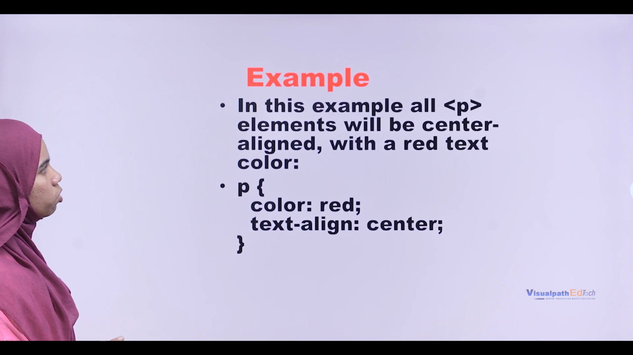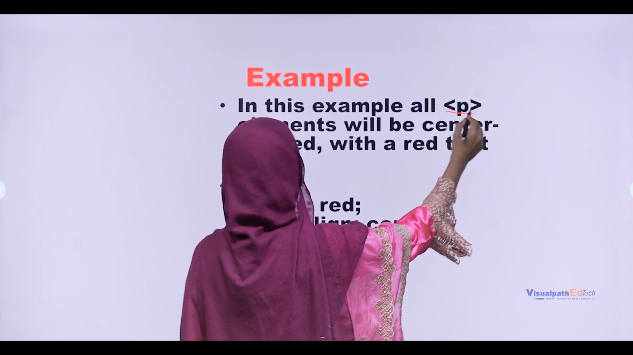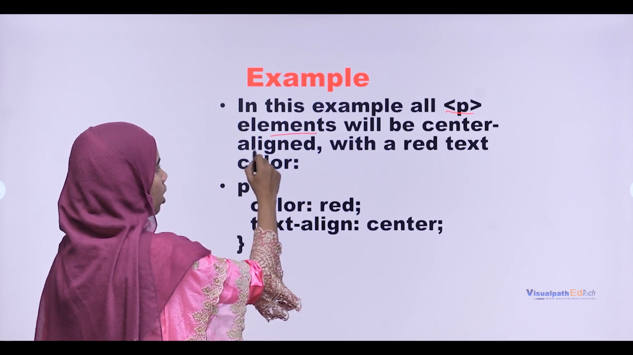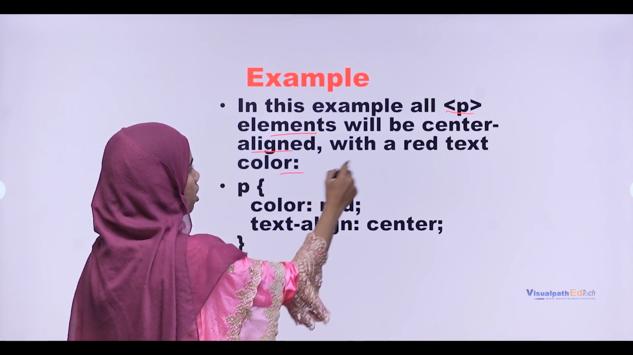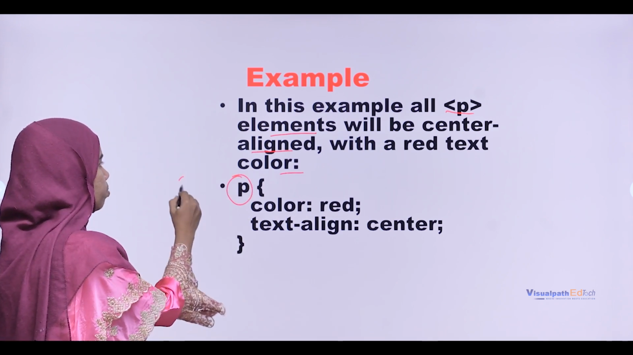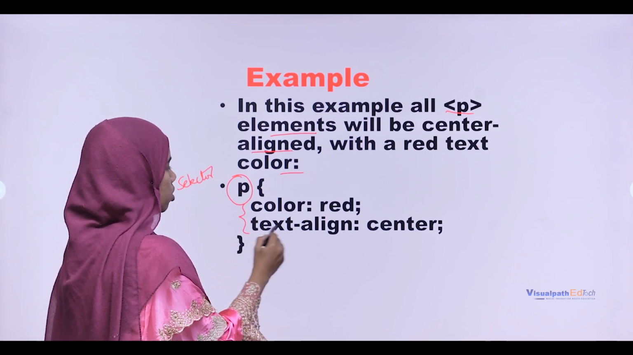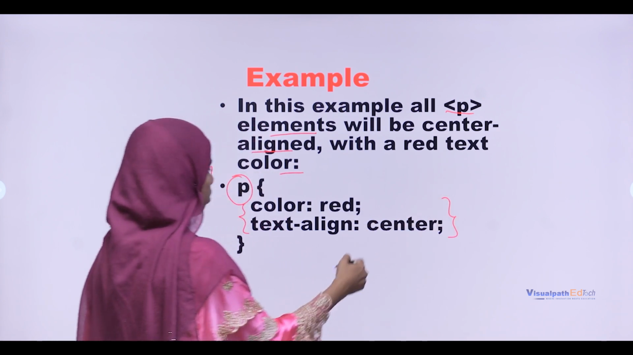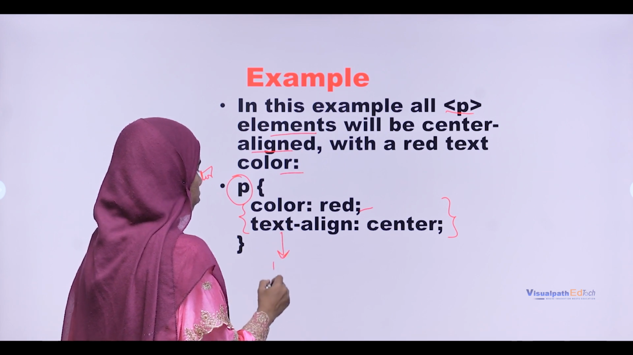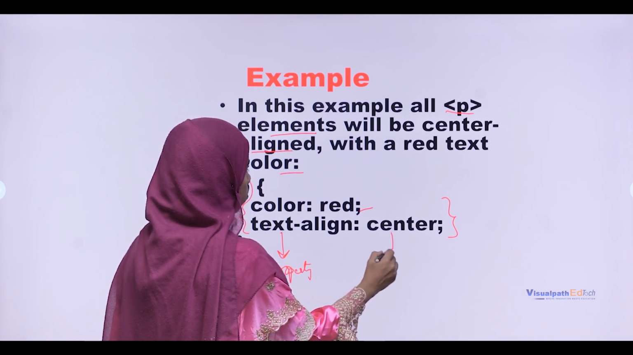Another example is given to you. Here, what you see, the paragraph tag, P tag, has been used, okay? And this is the HTML element which we want to align to the center, and the color that we are adding here is red. So you can see this is my selector and this is my declaration, okay? So more than one declaration, we are separating them by semicolons, and this is the property of the declaration, and this is its value.